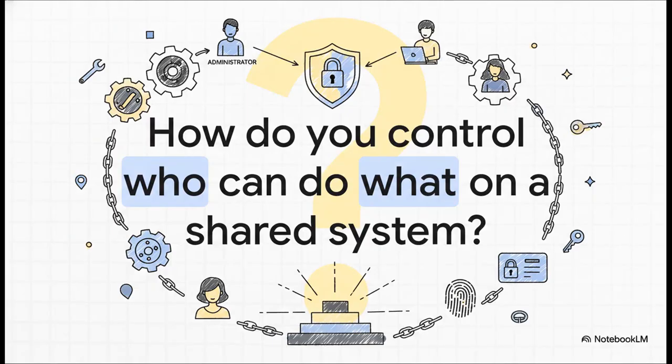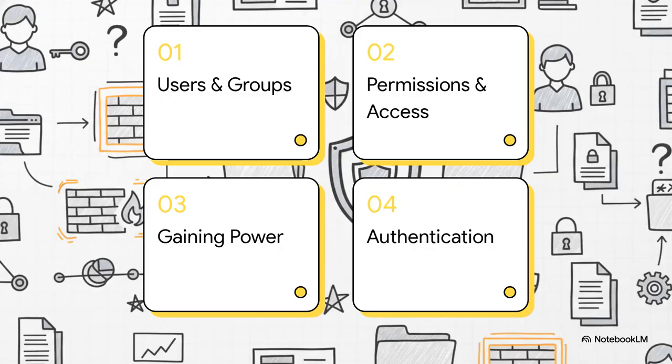So let's start with the big question. If you have a system with lots of people on it, how in the world do you control who can do what? It doesn't matter if it's a massive corporate server or just a computer you share with your family. You've got to have rules. We're going to explore how Linux builds its entire security model right from the ground up, starting with the absolute basics. We're going to tackle this in 4 main parts.